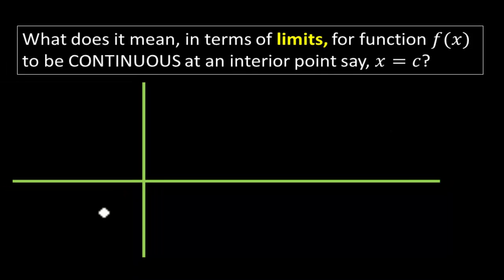So now, what does it mean in terms of limits for a function to be continuous at an interior point? That means it's in the open interval, say from A to B. Let's just take a generic interior point, x equal to C. And then, say the function value is right here. Let's call that L, or just say f of C. So suppose the graph looks like this.